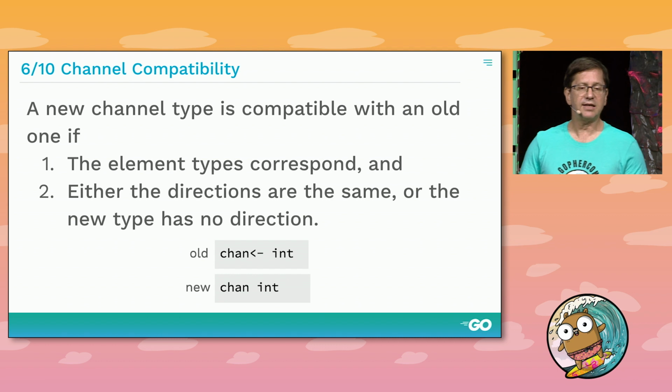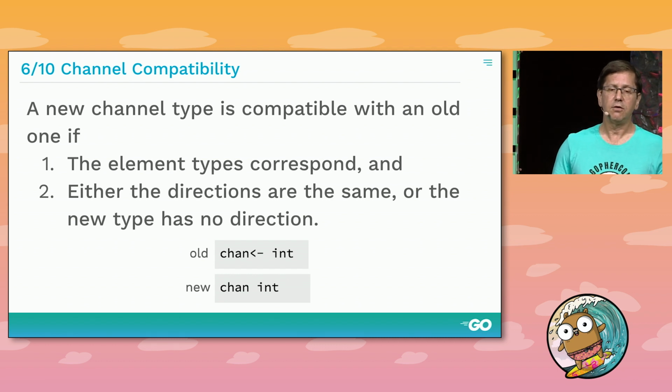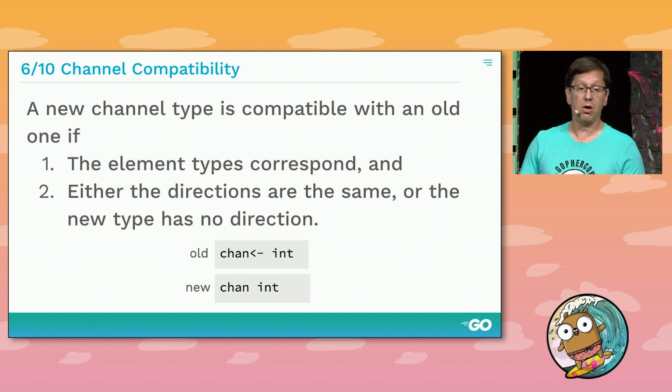We've talked about defined types. Let's move on to channels. There's only one compatible change you can make to a channel type. You can remove the direction marker.